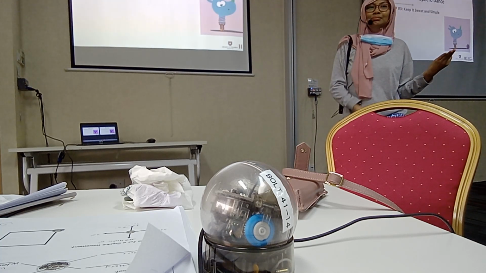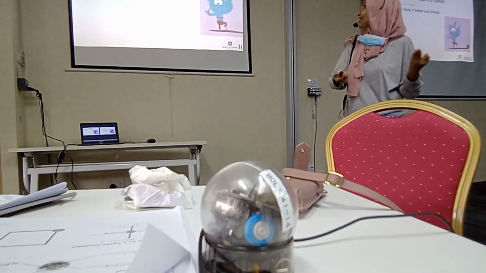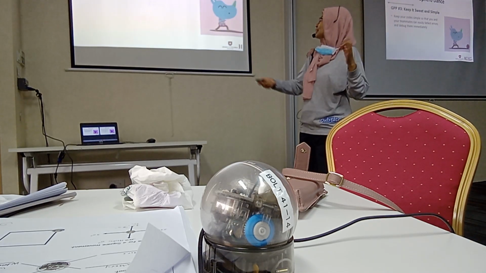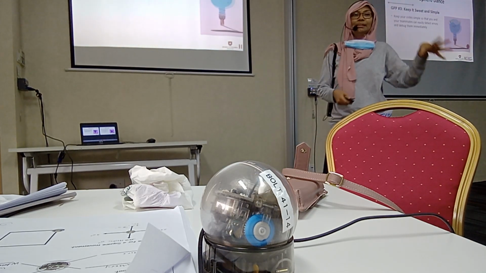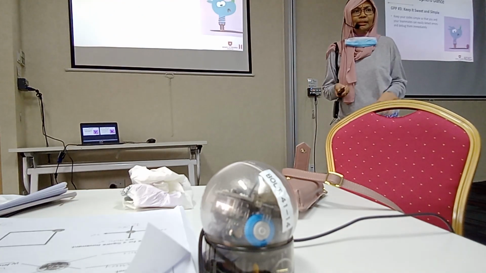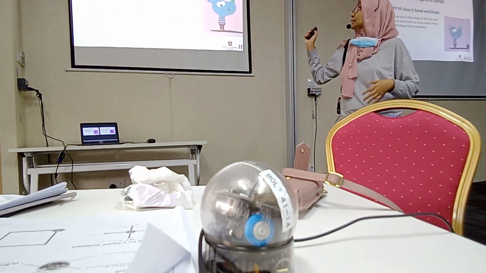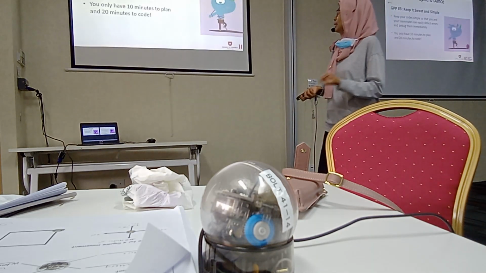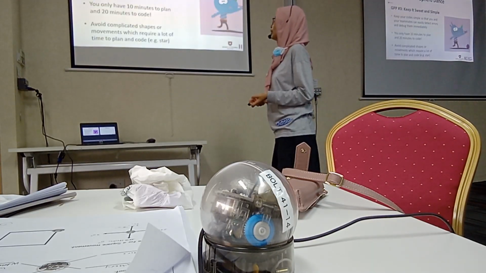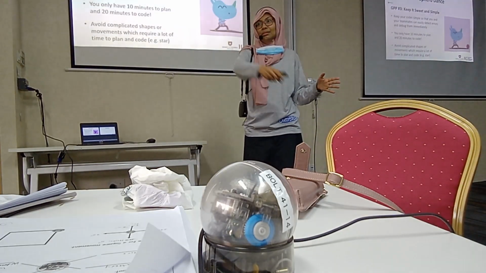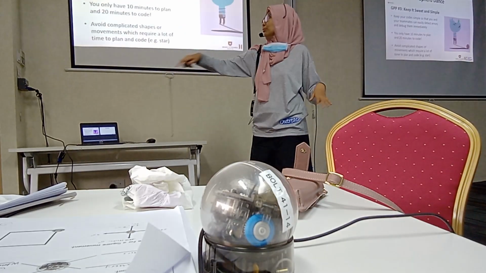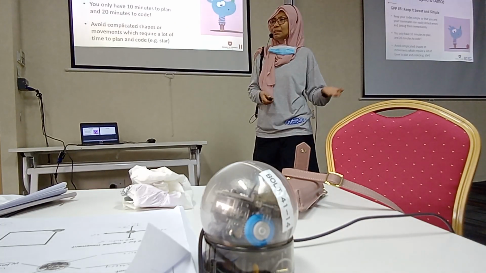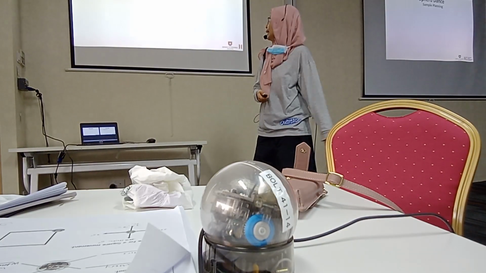Alright, what's the third? This one is the easiest. Keep it simple, right? KISS. So keep your codes simple, so that if you and your team did it quite quickly and want to debug later on, it's easier if you make it simple and sweet. You only have 10 minutes to plan and 20 minutes to code. Avoid making very difficult movements like a star, because it takes more steps, and we only have about 30 minutes to show everything.